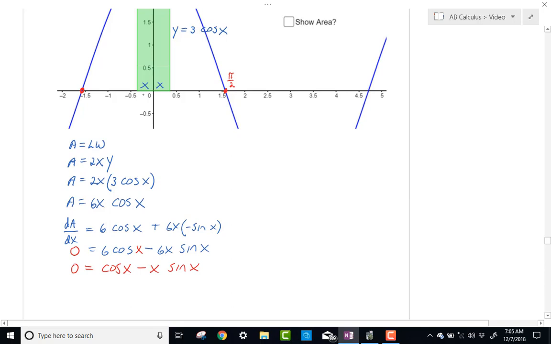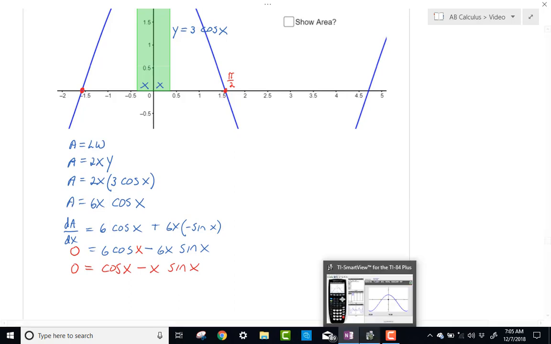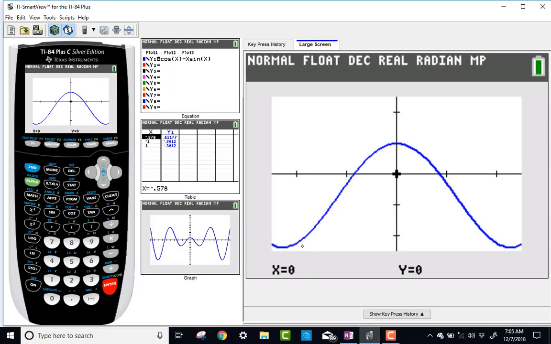So when I go to graph this, I only want to be looking at values up to pi halves. I've got my graph here already set up, and you can see that on the graph you're at positive 1 over here on the right. So 1.5, or pi halves, is going to be roughly right around this area in between 1 and 2 right here.